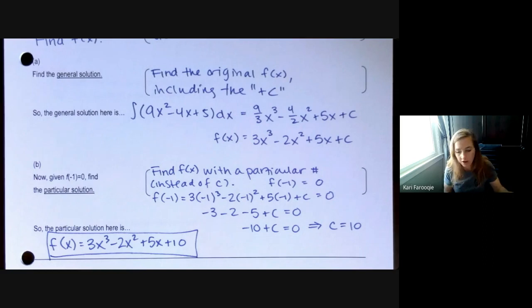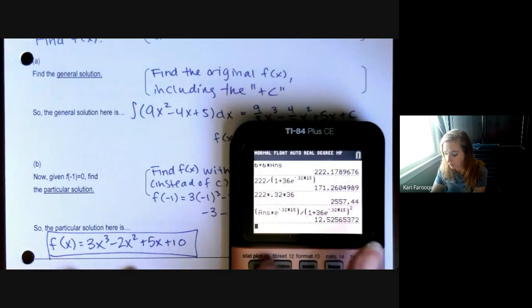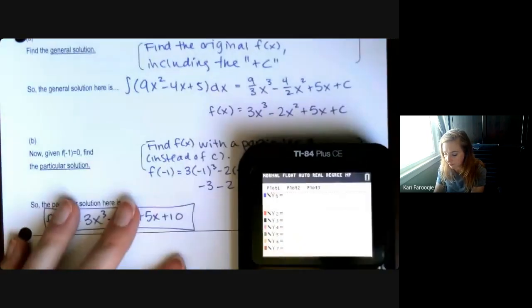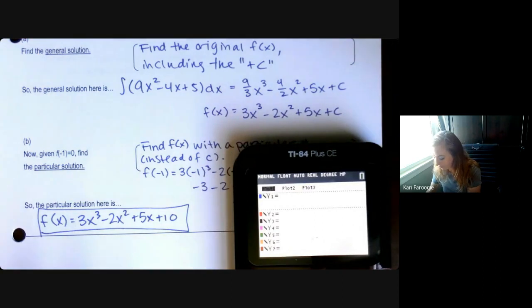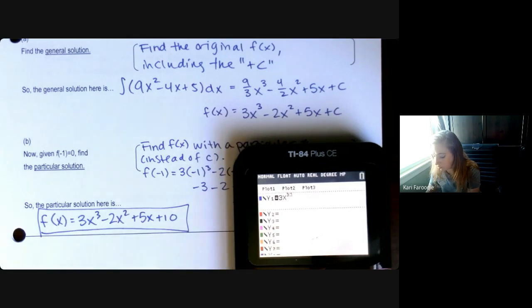So these are kind of fun. I do have my calculator in here if you wanted to look at this crazy graph. Okay, so the idea behind this is that I have this family of solutions that can pop out of here. So let's say 3x cubed minus 2x squared plus 5x. And then because I have a plus C, that basically means it could be any number.